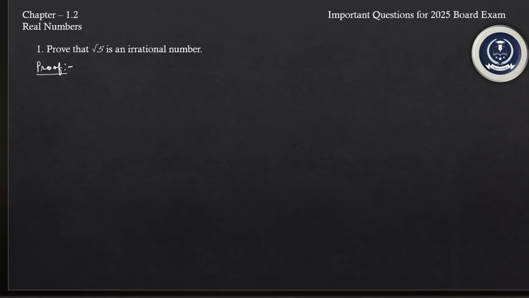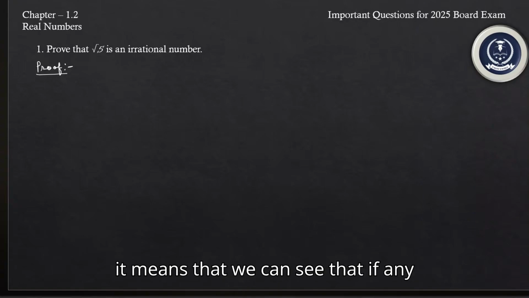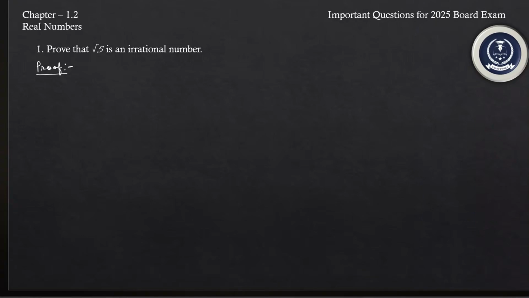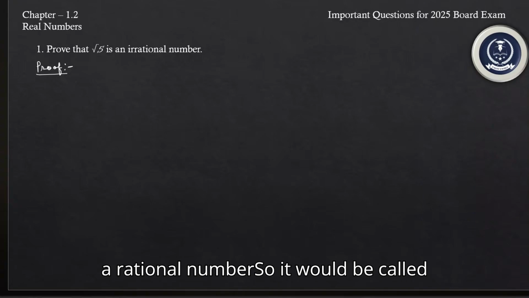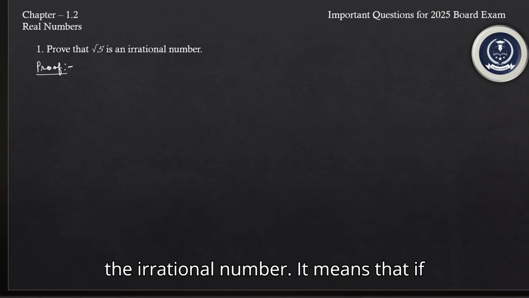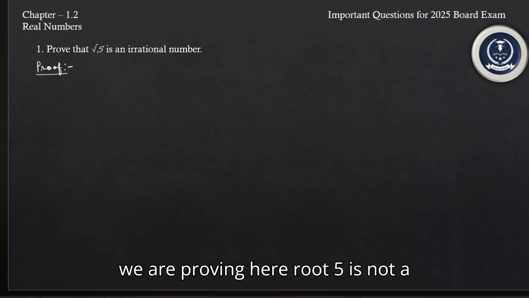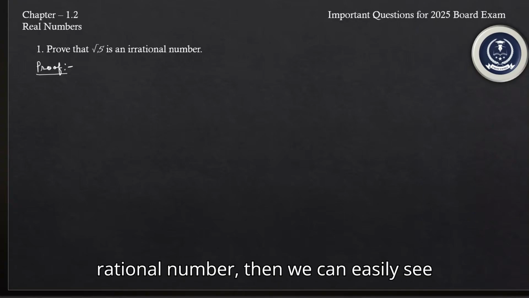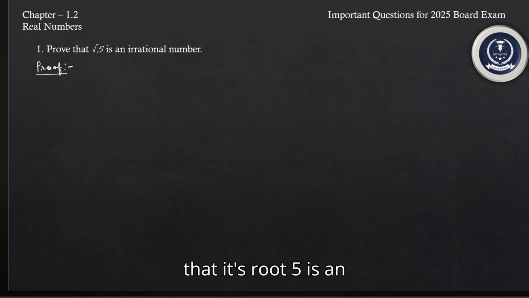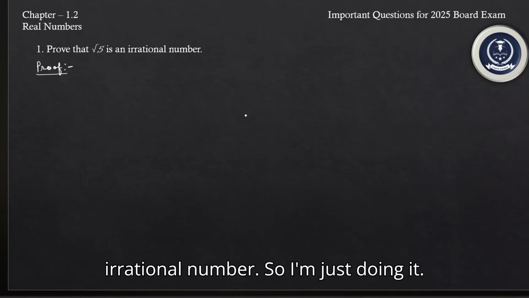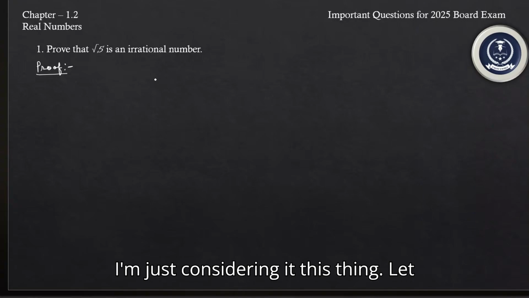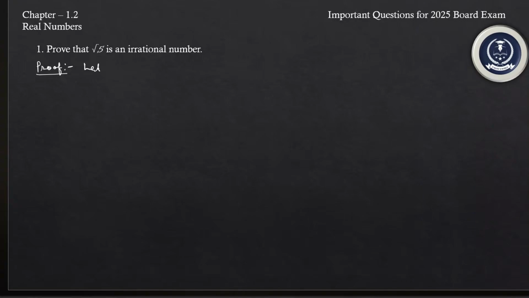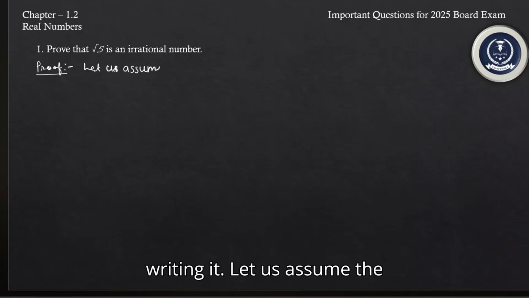And the second definition: an irrational number is any number which is not a rational number. It means that if we prove here that root 5 is not a rational number, then we can easily say that root 5 is an irrational number. So I'm just doing it. Let us assume root 5 is a rational number.